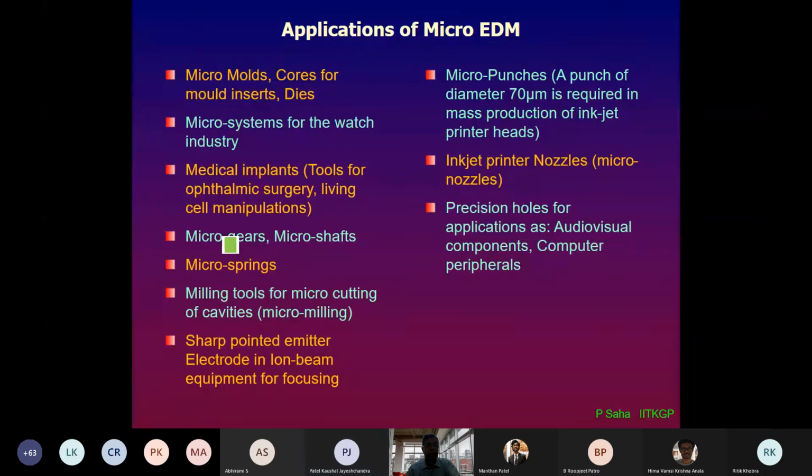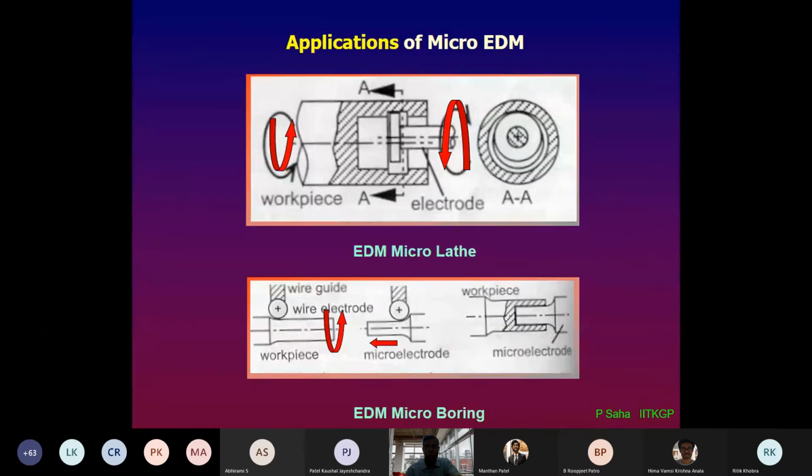Or say micro tweezers, how that can be done. So we can do micro gears, micro springs, micro tools for micro cutting like micro milling, sharp pointed emitter electrodes in ion beam equipment for focusing, then micro punches, then inkjet printer nozzles, which will typically be something around 20 micron diameter. All these things are possible.